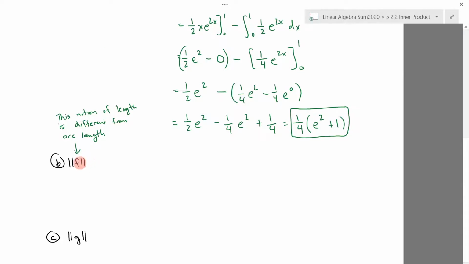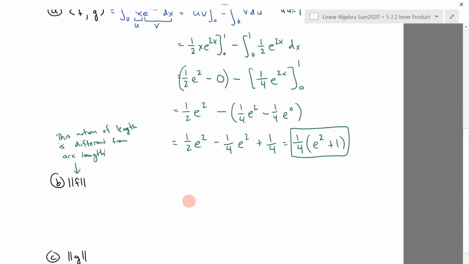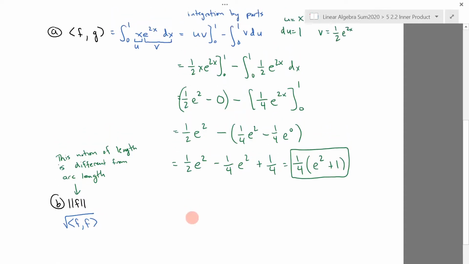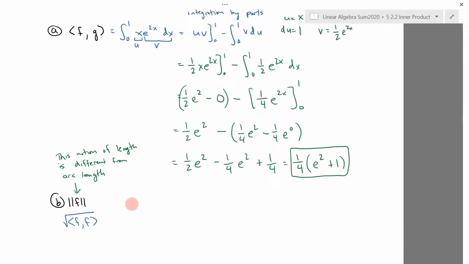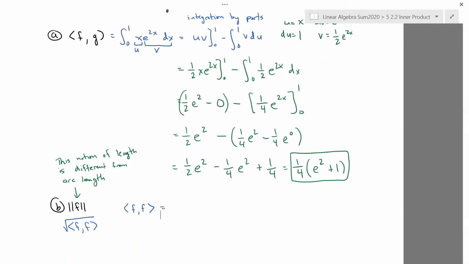Okay, so you should just think of this length as something coming from the inner product and not related to anything about the length of the graph or anything like that. So the length of the function is the square root of the inner product of a function with itself, right? So first we have to take the inner product of f with itself, and again, the formula for the inner product is from integration, right?